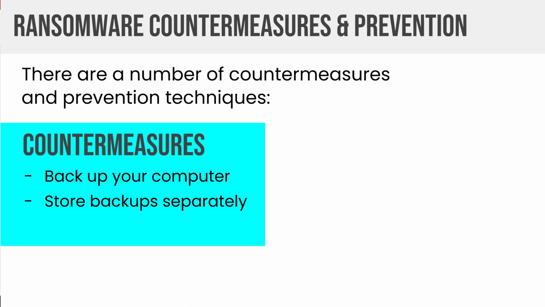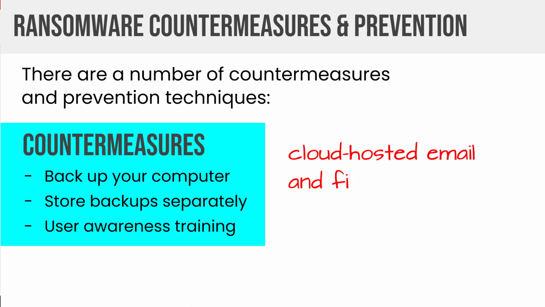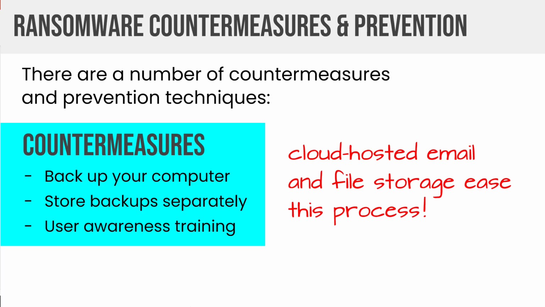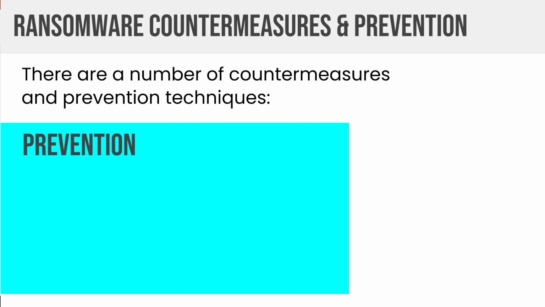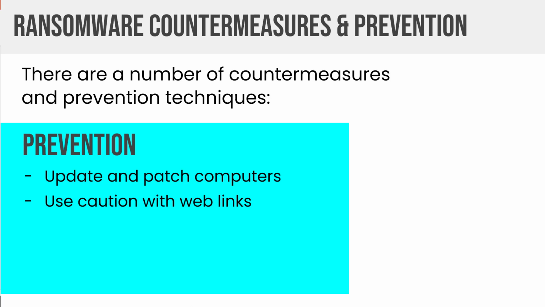The countermeasures: back up your computer, store backups separately, user awareness training. Cloud-hosted email and file storage. Cloud-hosted file storage will ease this process because many of your cloud storage systems will give you automatic versioning of your files, for example. So preventing ransomware: update and patch computers, use caution with web links, put protections in place that will potentially scan links in email and documents to make sure that they're safe before a user's taken to the end site. Use caution with email attachments.